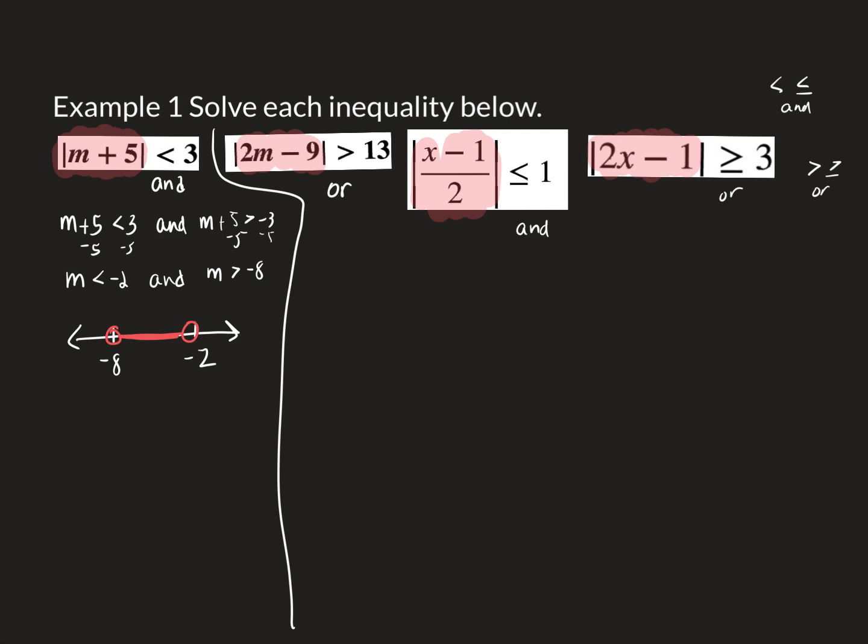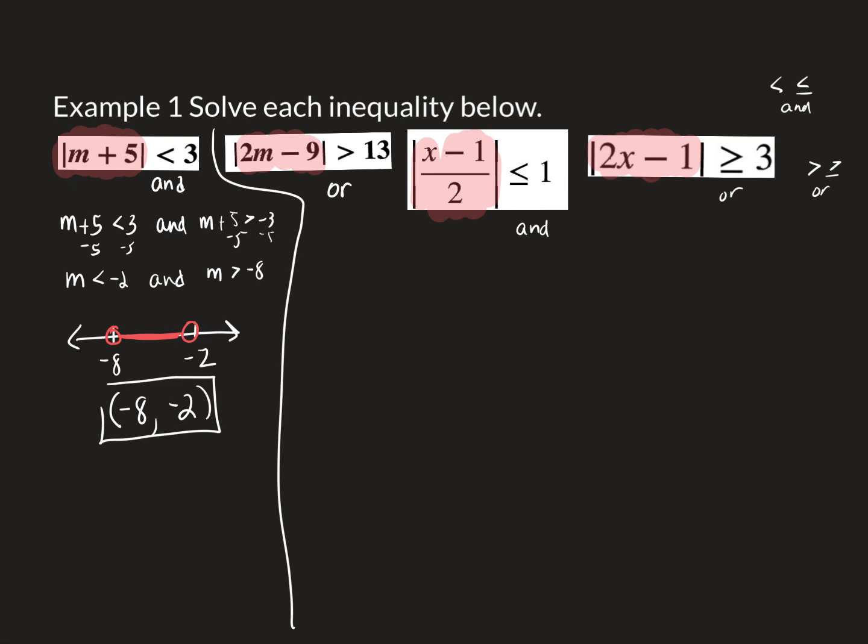And then I'm going to write that in interval notation. Reading that number line from left to right, it starts being shaded at negative 8 and it stops at negative 2. So that's my answer to the first example underneath example 1.